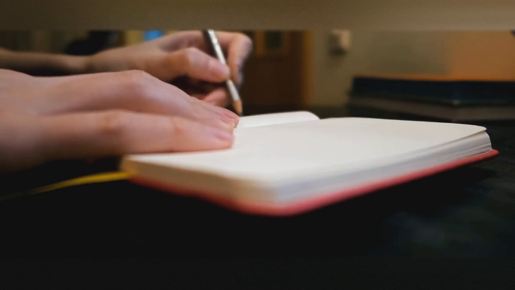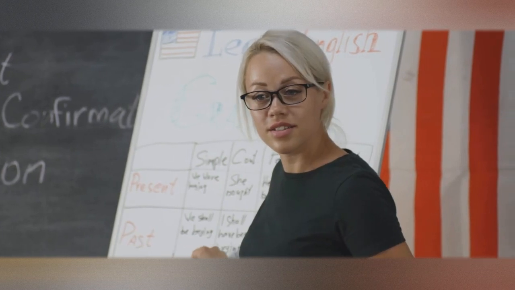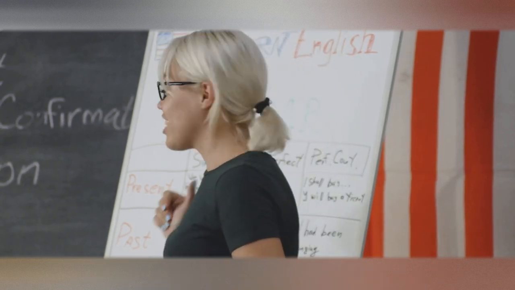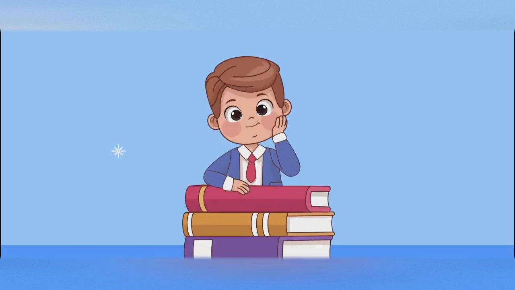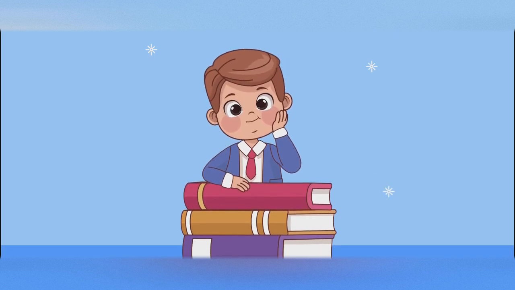Identifying complex sentences is all about spotting those dependent and independent clauses. Look for the subordinating conjunctions that signal a dependent clause. If you see a clause that can't stand alone, you've likely found a dependent clause. Complex sentences can enhance your writing by adding depth and detail. They allow you to express more nuanced thoughts and relationships between ideas.